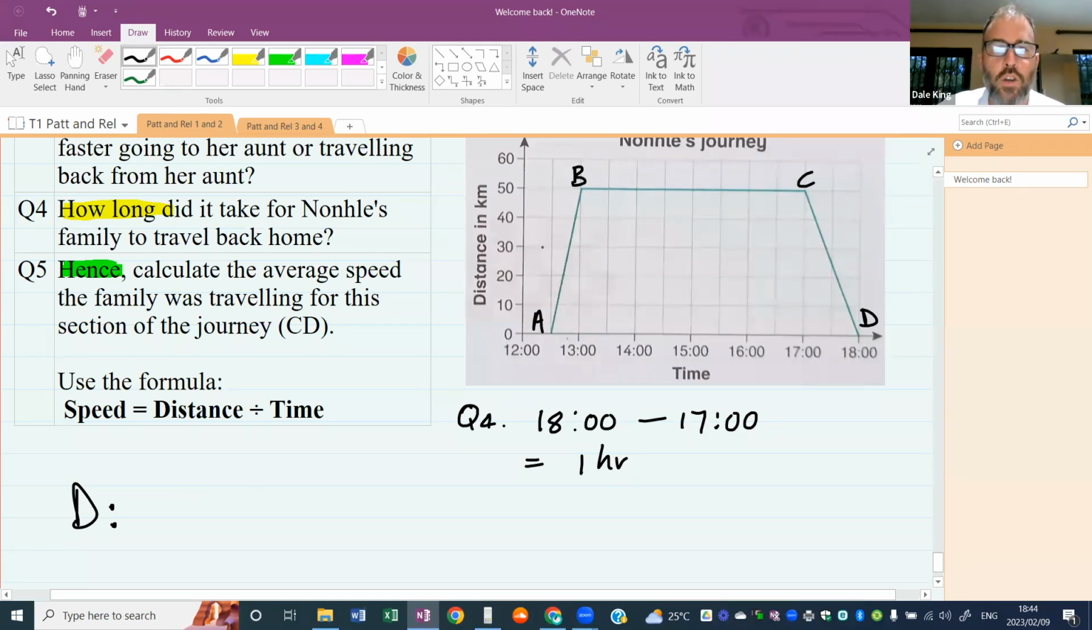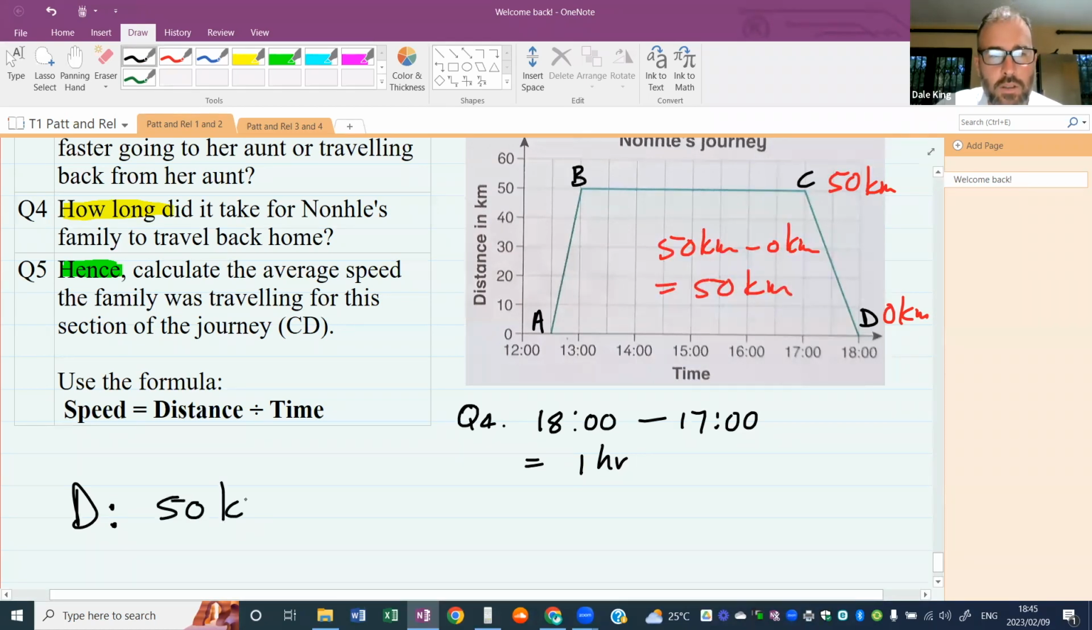All right. You could actually do the same method that you use for the time to work out the distance. So the distance at C is 50. The distance at D is 0. So to work out how far that is, you can do the same calculation. You can say it's 50 kilometers minus 0 kilometers, which is equal to 50. Okay, you can do the same thing. So the distance is 50 kilometers.